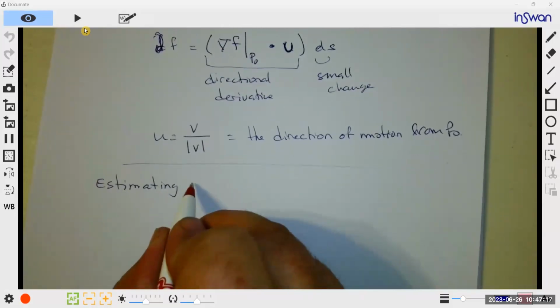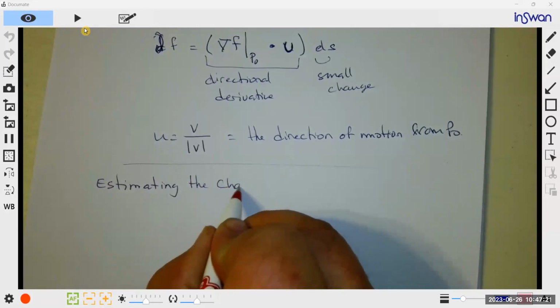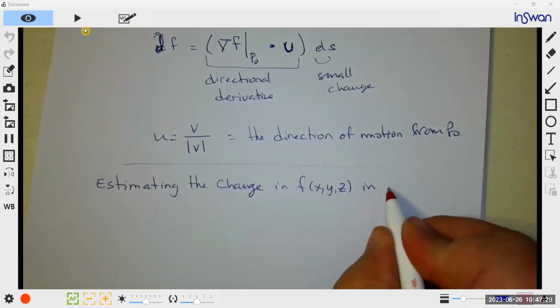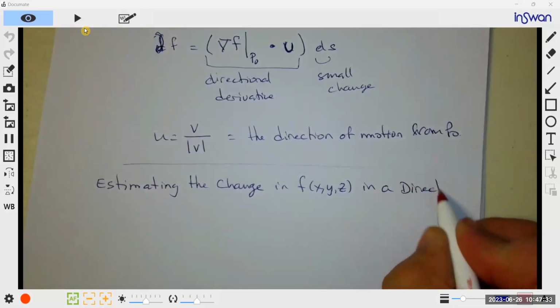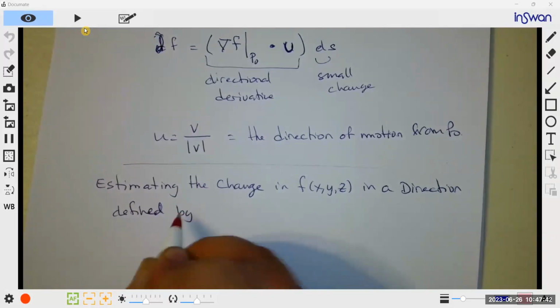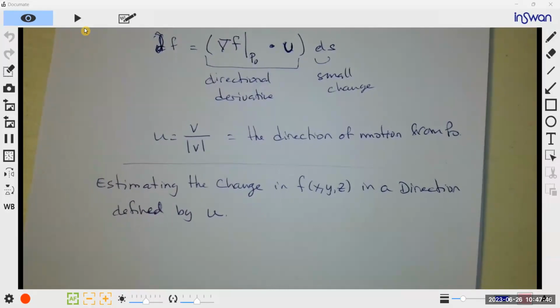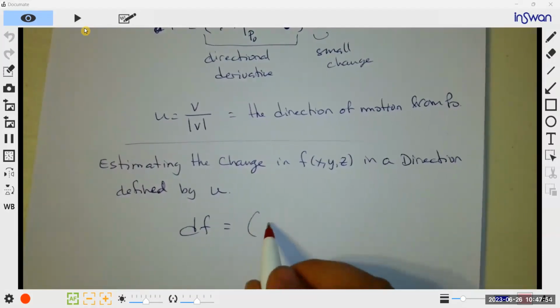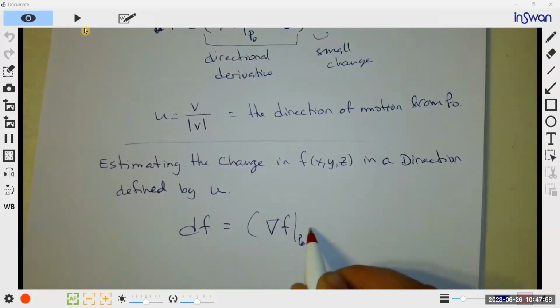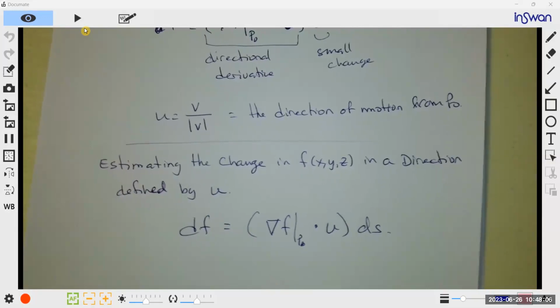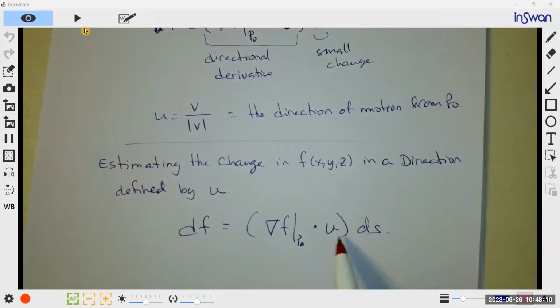Let's look at a specific one. Estimating the change in our function in a specific direction defined by our unit vector u. So our derivative of the function is, as we just said, our del of f dot u. Remember, whenever we have a dot product, it becomes a scalar.